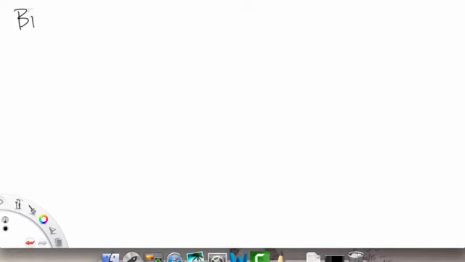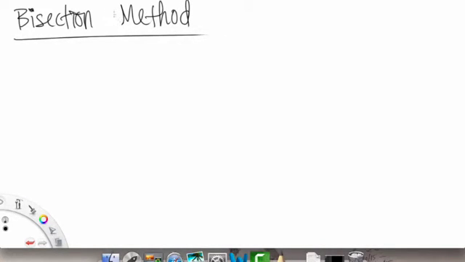So, the bisection method. The prefix "bi" refers to two, like bicycle, two wheels. Anyways, to bisect something means to cut it in half.